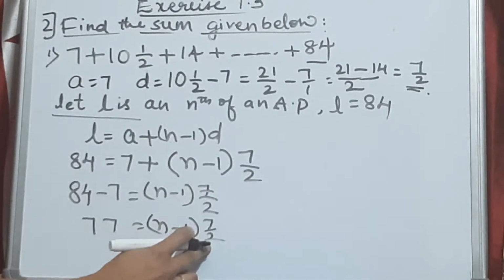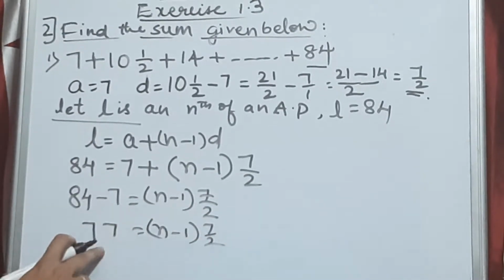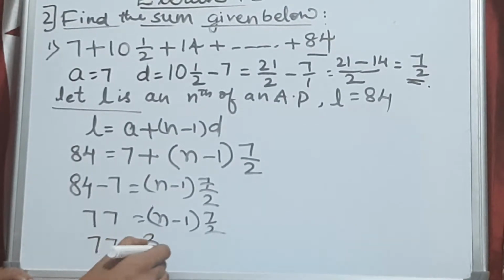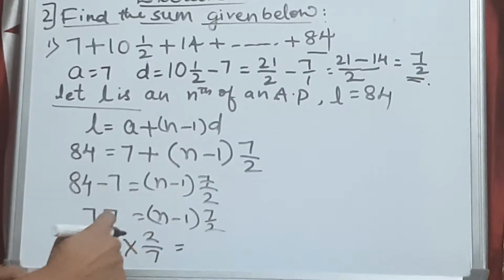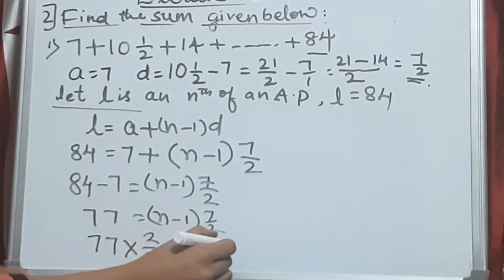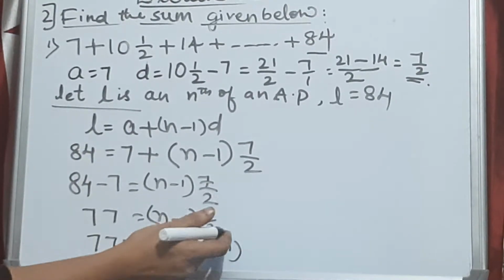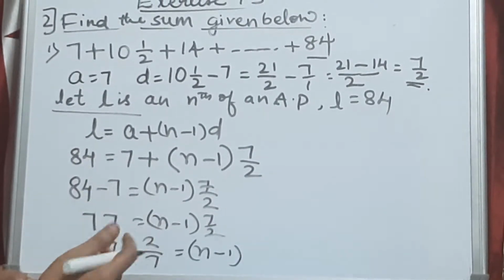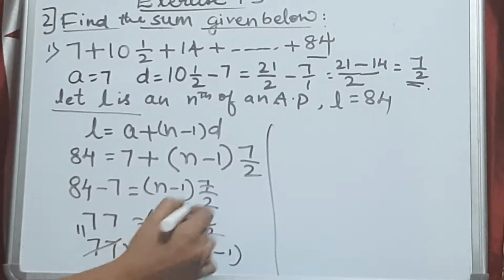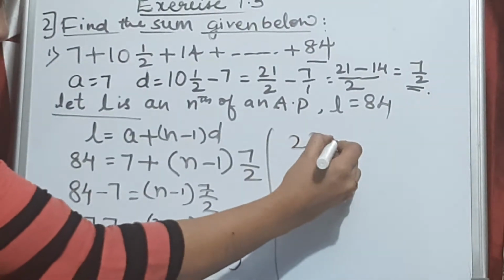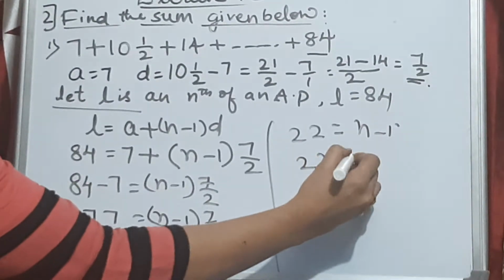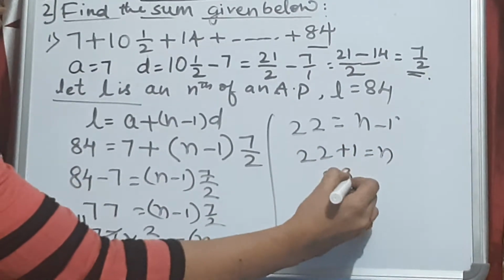Just we take this fraction to the LHS. What will happen? 77 into the reciprocal of that fraction. If you take it to this side, it is a multiply; if it is divide, it becomes the reciprocal. Don't make a mistake, we have to take the reciprocal. 7 elevens are 77, 11 twos are 22, so 22 is equal to n minus 1. Taking 1 to this side, 22 plus 1 is equal to n, so n is 23.